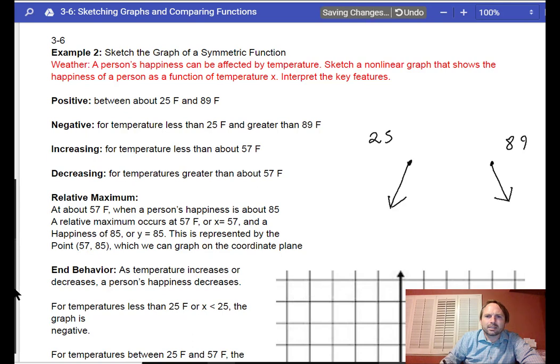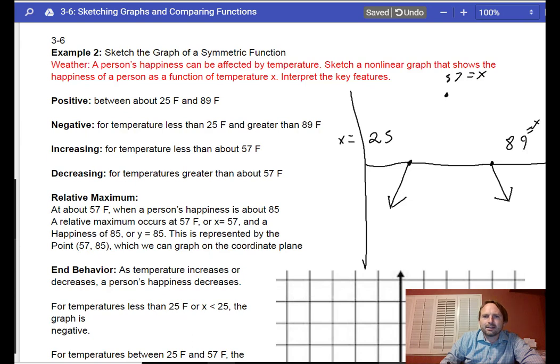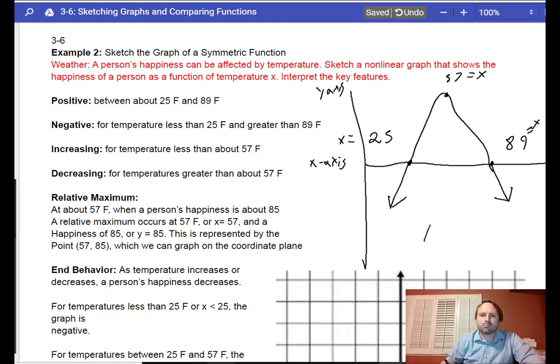It's going like this. All right, so then it says it has a relative maximum at 57. So this is x equals 57, x equals 89, x equals 25. And then it says it's going to be negative less than and greater. Okay, I got that. It's positive between here and here. Oh, okay, so it probably looks like this. Here's our y-axis, here's our x-axis right here. And then it's increasing for temperatures less than 57. Okay, so it goes like this. Oh, and it's decreasing. Wait a second. This looks like a parabola. It looks like that.